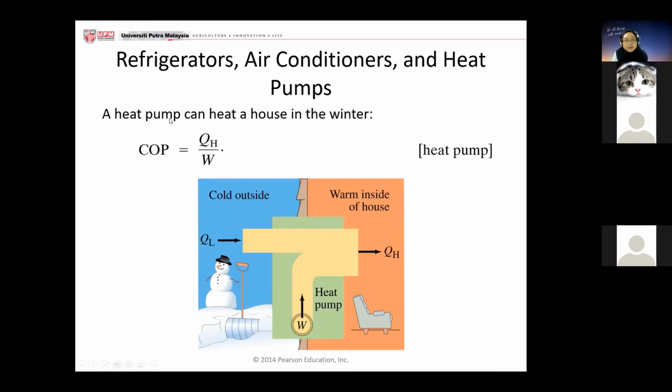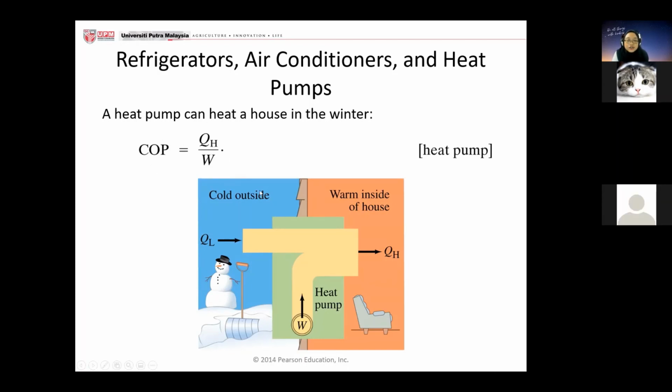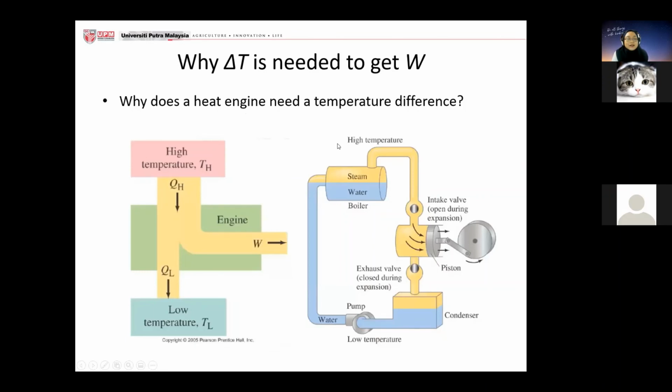Heat pump can heat a house in winter, right? And the performance can be calculated as such. So you have your cold temperature outside and you want to keep warm inside, you have your heat pump. So you are actually keeping the energy inside. All right, so why is delta T, or temperature difference, needed to get work?